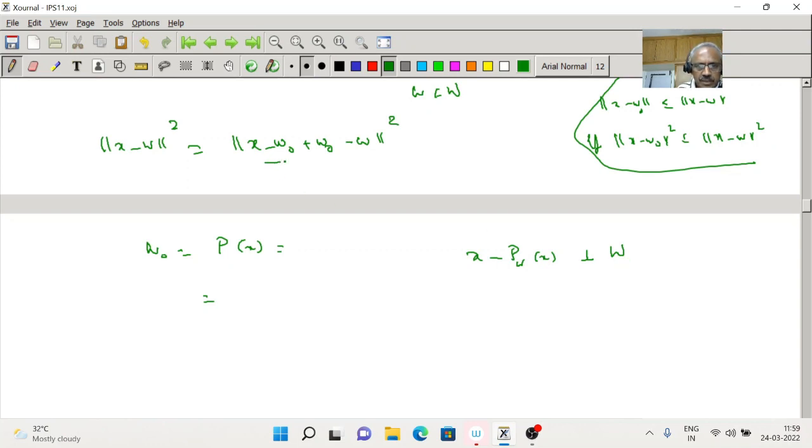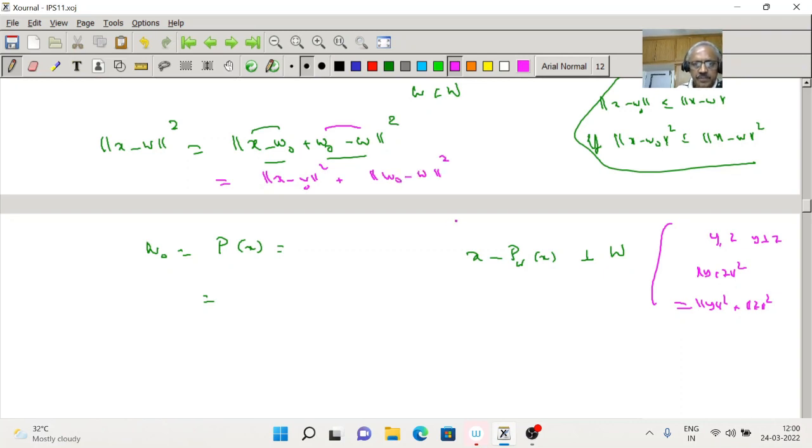Therefore, this vector and this vector are orthogonal to each other. And we had already seen that if y and z are orthogonal to each other, then norm of y plus z whole squared is norm of y squared plus norm of z squared. This is what we call the Pythagoras theorem. Therefore, this equals norm of x minus w naught squared plus norm of w naught minus w, whole squared.